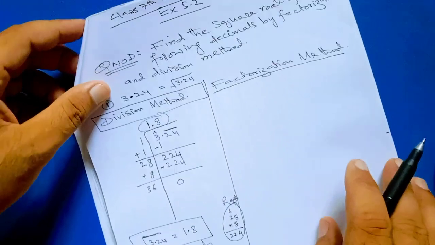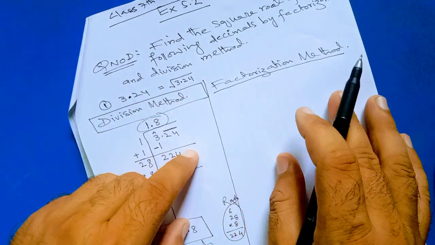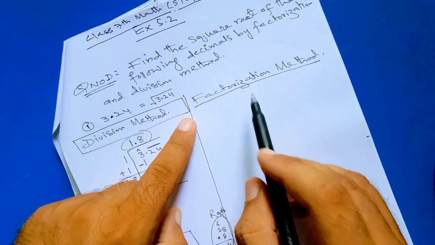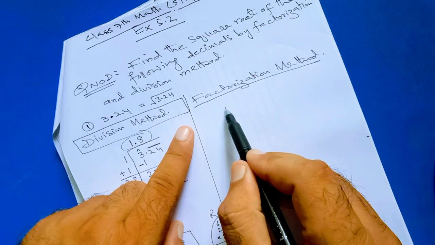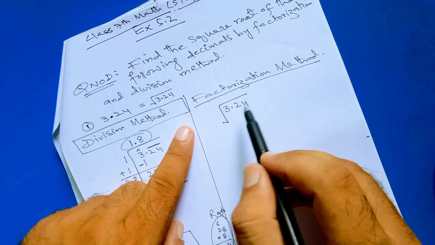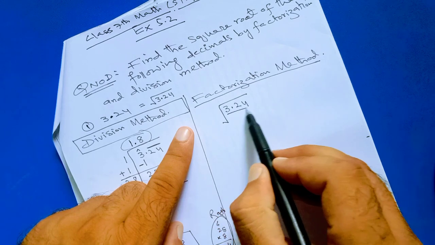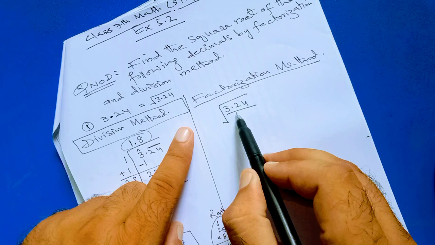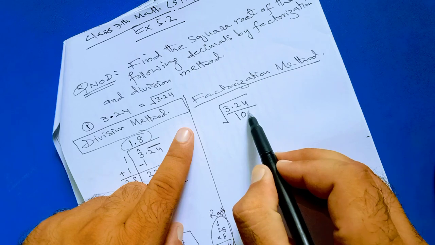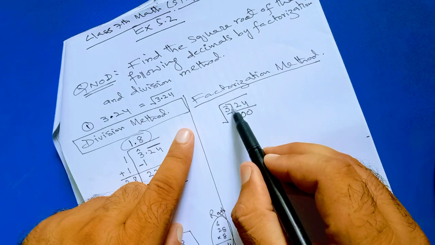Now for this decimal number, how can we simplify or find out this value by using the factorization method? We'll write it here, the square root of 3.24 in the bracket. Now we will convert this number from decimal to a fraction: we put 1 in place of the decimal, and since there are 2 digits after the decimal, we put 2 zeros, and the decimal vanishes.